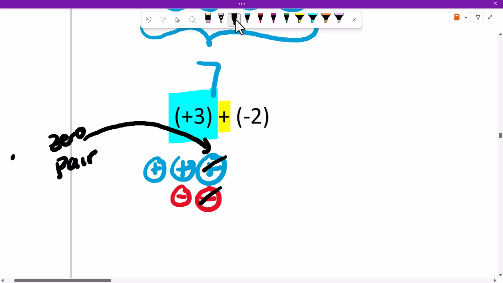Then we do it again for another one. Oh, there's another positive and negative that can be paired up to make 0. And what is left over is our answer. So what's left over? 1. And it's positive. So what's left over is positive 1 equals plus 1. Okay.